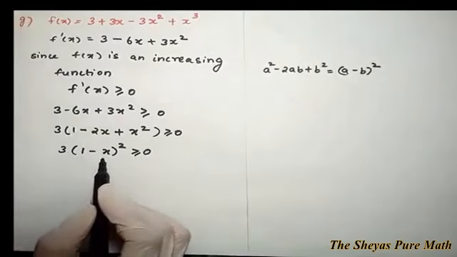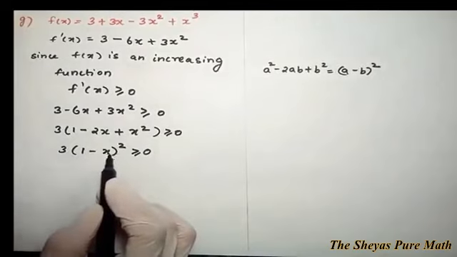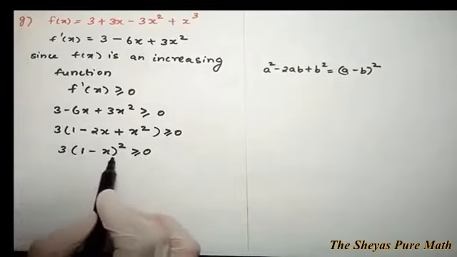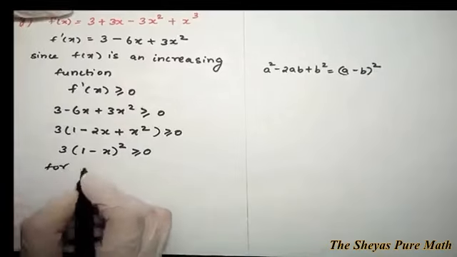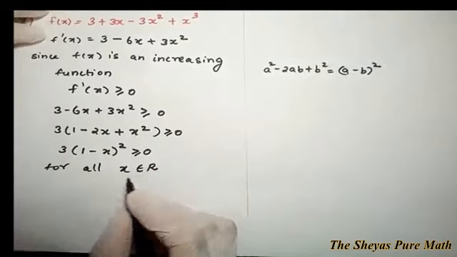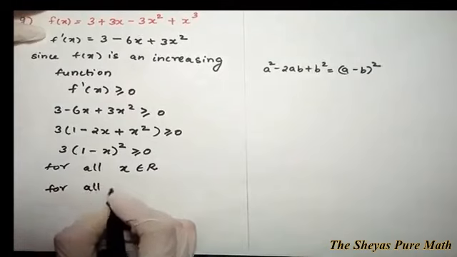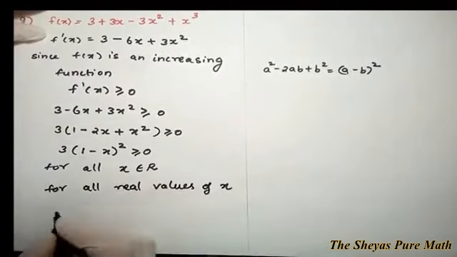So you can take any values for x, whether positive or negative or 0. So any real values of x you can take, and definitely you will get a value greater than or equal to 0. Since it is a square, for all values it will definitely be greater than or equal to 0. And so you can conclude that for all x belongs to R, that is nothing but for all real values of x, the function f of x is increasing.